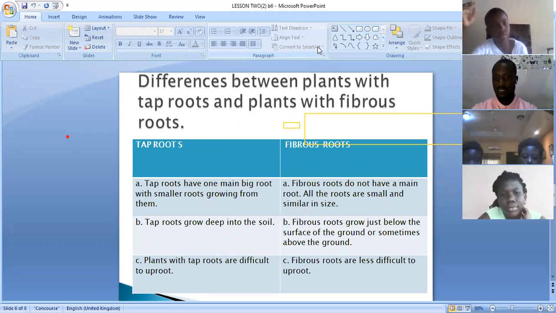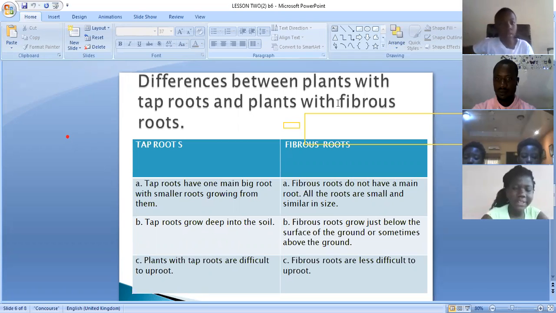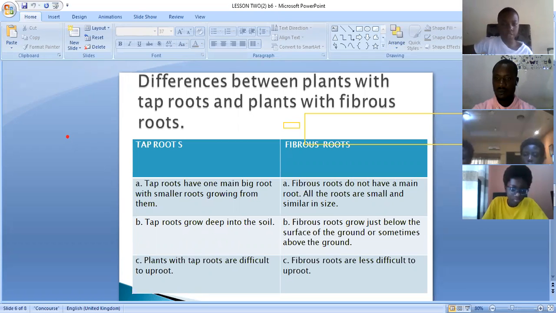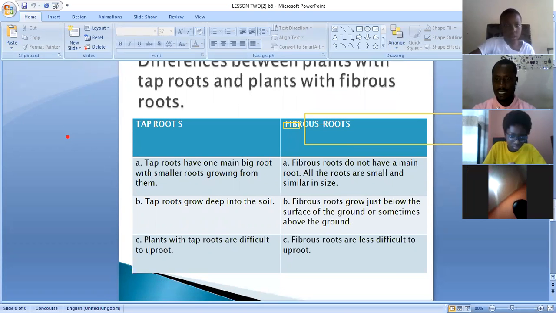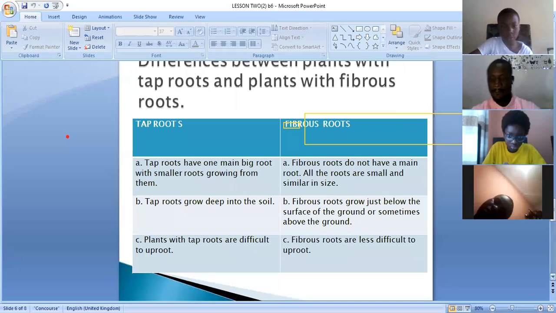Yes, Daniel, now answer the question. A taproot is straight and very thick. Yes, I'm listening, Daniel. A taproot is a large central and dominant root, which is also straight and very thick. Okay, so it's straight and very thick.